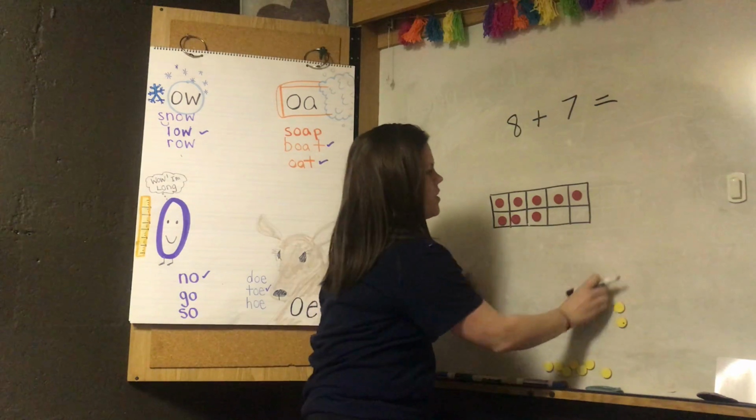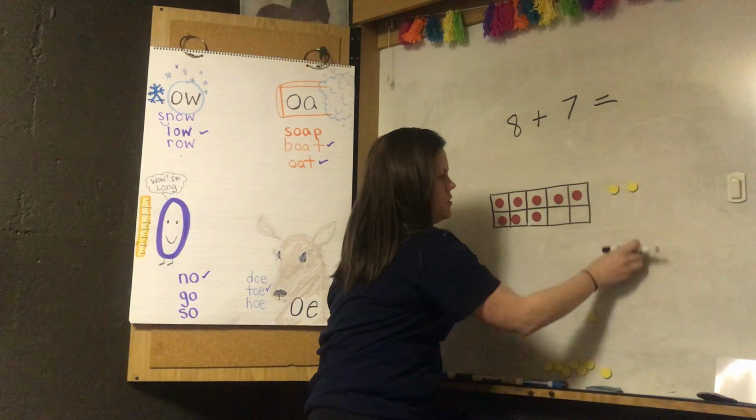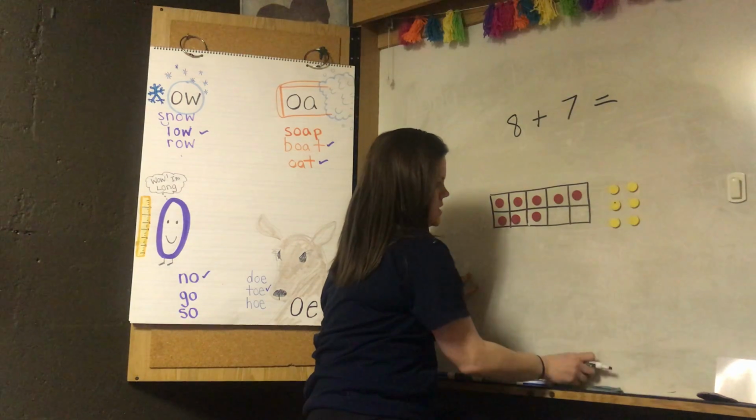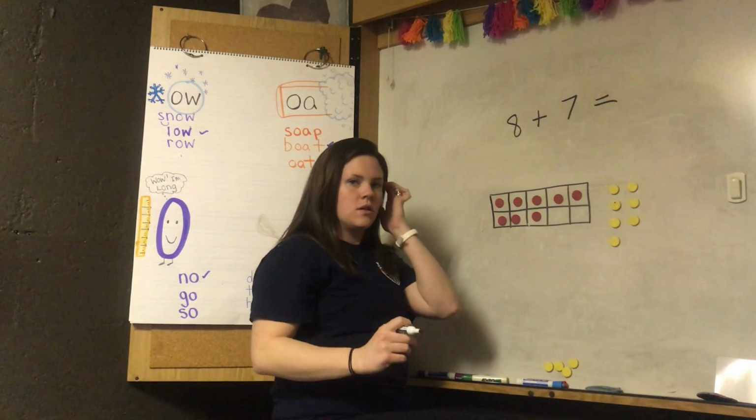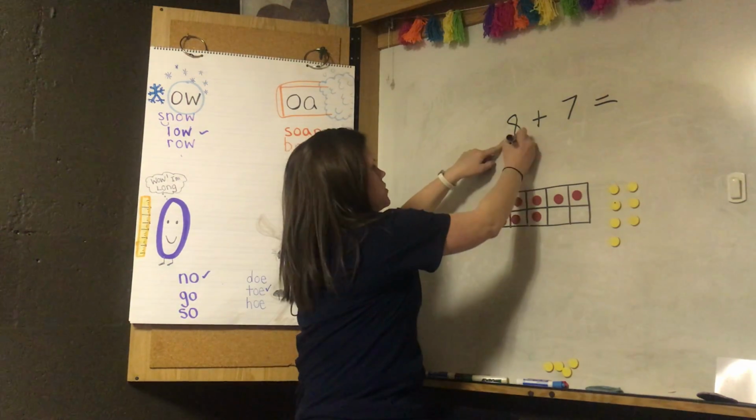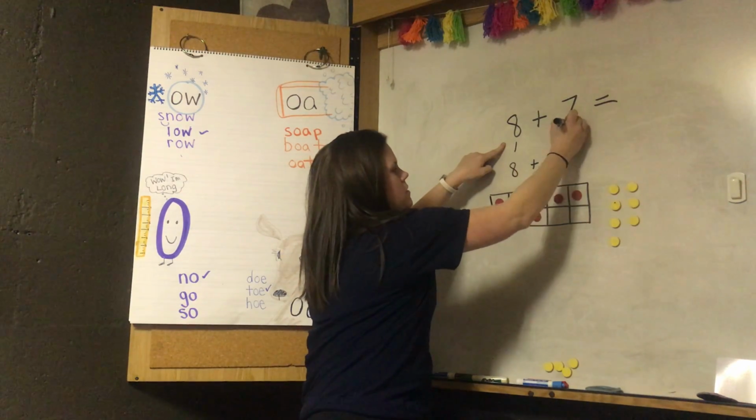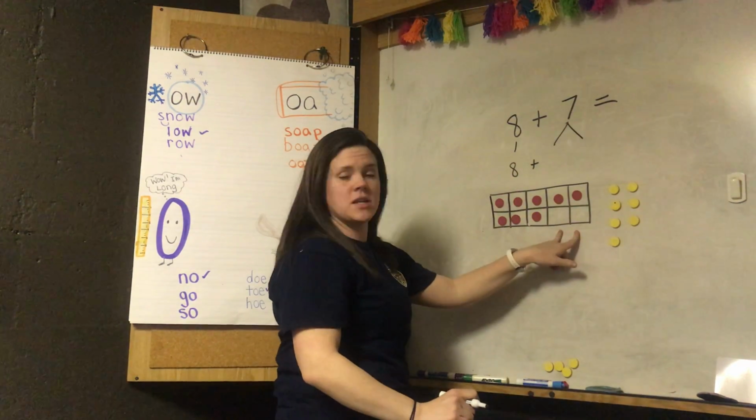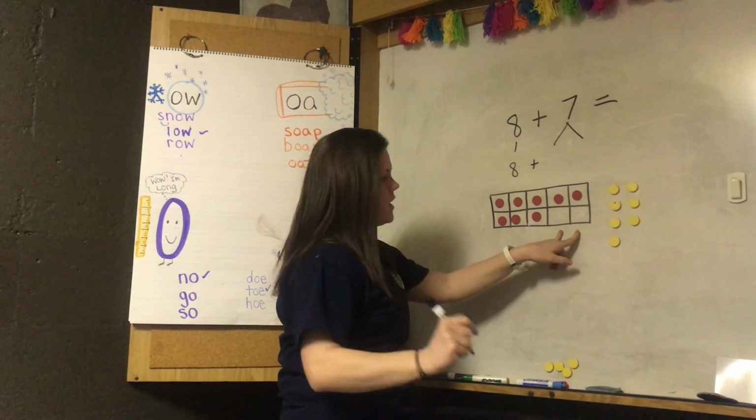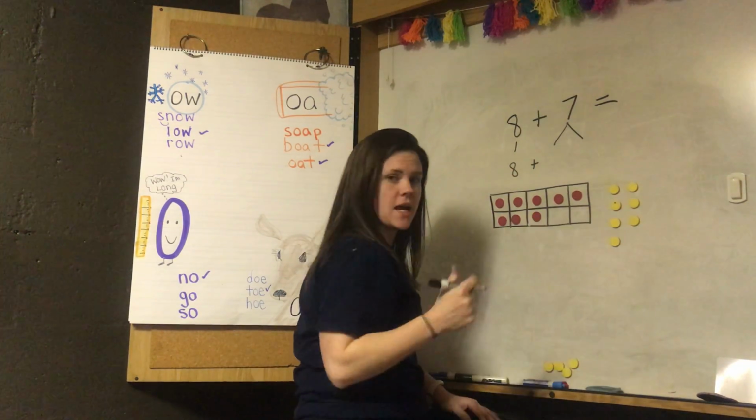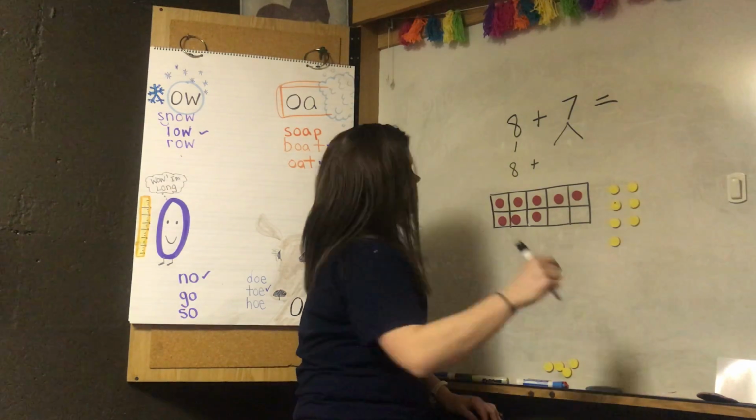Okay, I have my 8 there. 1, 2, 3, 4, 5, 6, 7. I'm going to leave my 8. I'm just going to drop it down so I don't forget about it. Plus, and I'm going to decompose the number 7. I'm going to decompose it into 2 numbers, right? And one of them is going to be what I need to make 10. What do I need to make 10? 2. That's right.